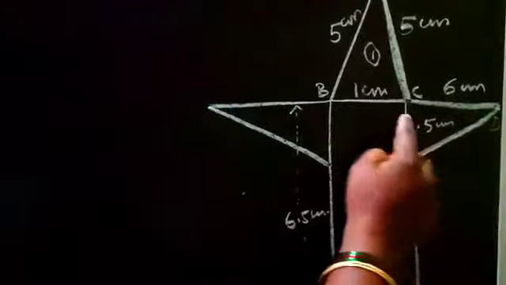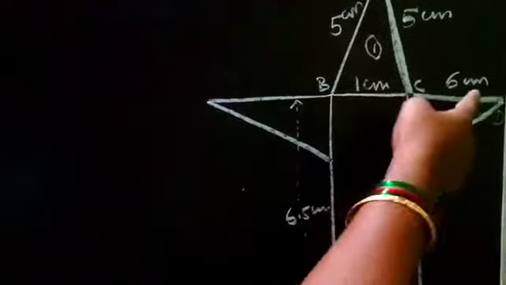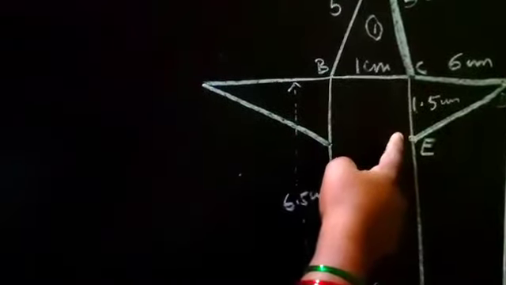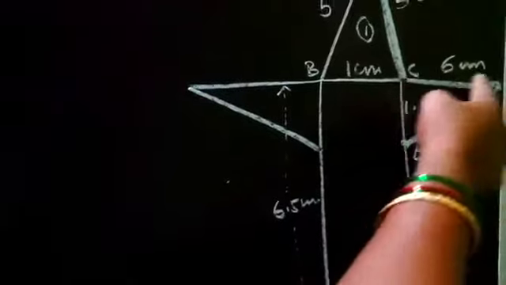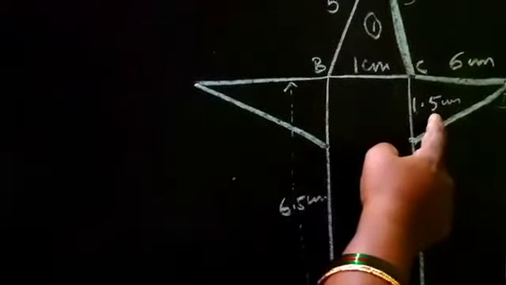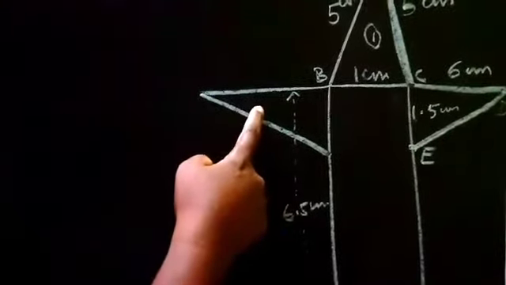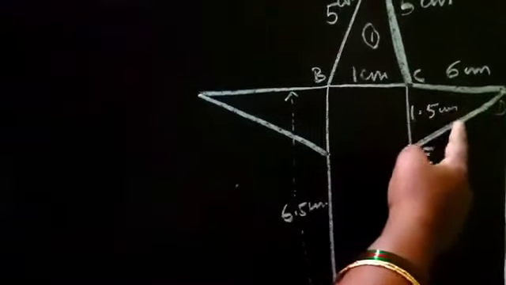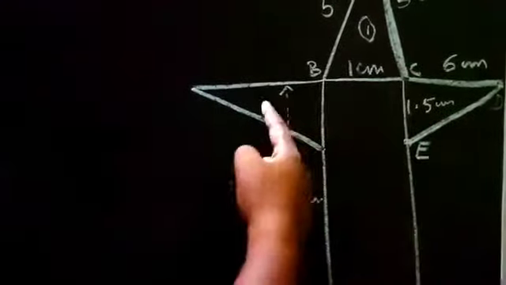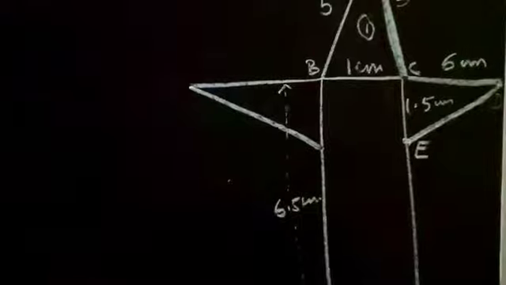This is half into base into height. We have base is 1.5 and height is 6 centimeter. So the same measurement, only we'll have here also. After finding this, when we multiply by 2, we'll get the area of this feather portion.